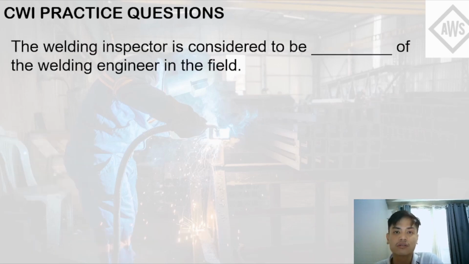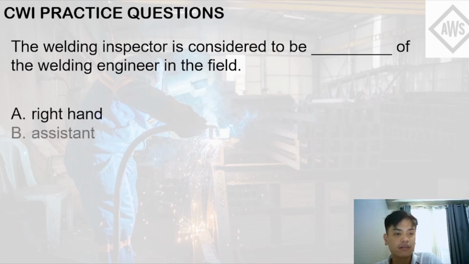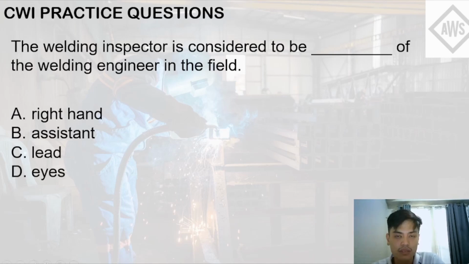Okay, so last question for the day. The welding inspector is considered to be blank of the welding engineer in the field. Letter A, right hand. B, assistant. C, lead. D, eyes. This relates to how you can inspect the quality of the weld.